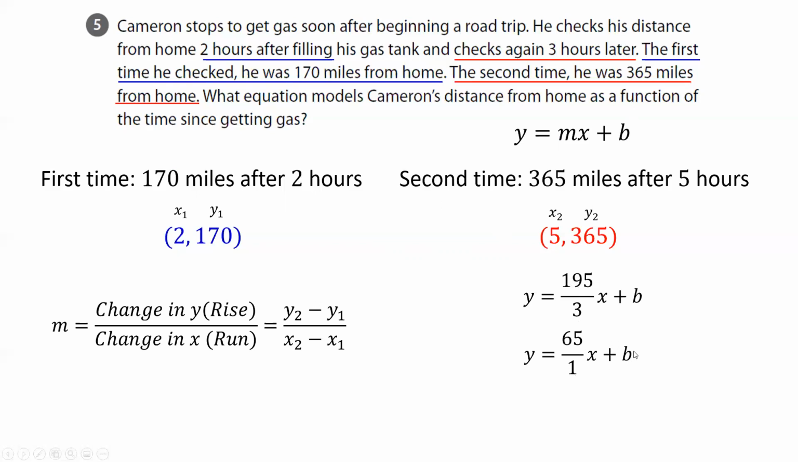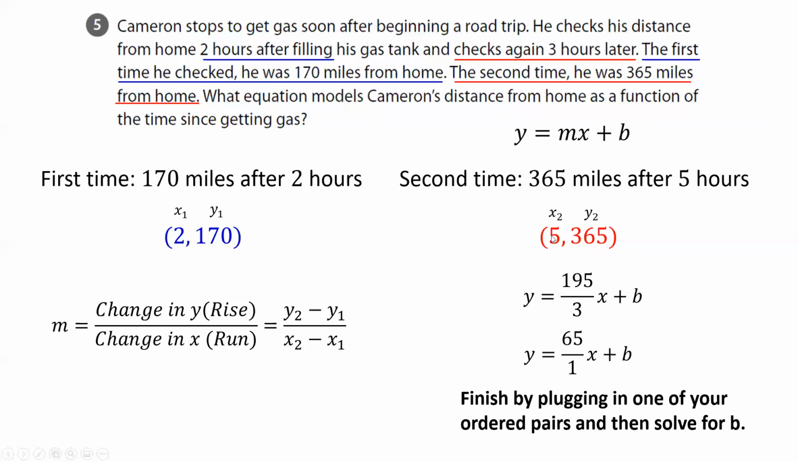Now to find the y-intercept, you're going to do just like we did in the other 4 problems. You're going to plug in one of these ordered pairs into your equation. So you can plug in the blue coordinates or you can plug in the red coordinates. For example, I can plug in the 2 for x and the 170 for y, or you can plug in the 5 for x and the 365 for y. So I'm going to leave that for you to try.